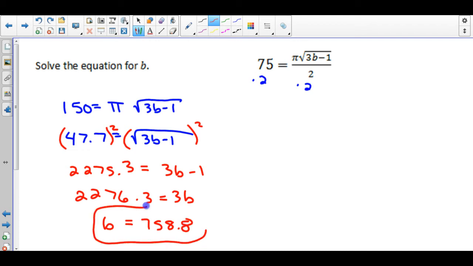And again, you can check this answer by substituting it back into your original equation. If you substitute it in here for b, you would multiply it by 3, subtract 1, do this whole process, and you'd get something pretty darn close to 75. Since we rounded a few times, you're not going to get exactly 75, but I would just have you round to the nearest tenth.